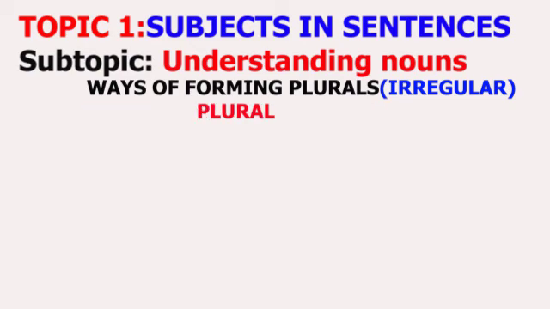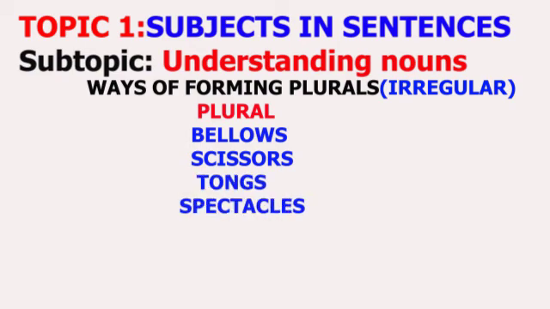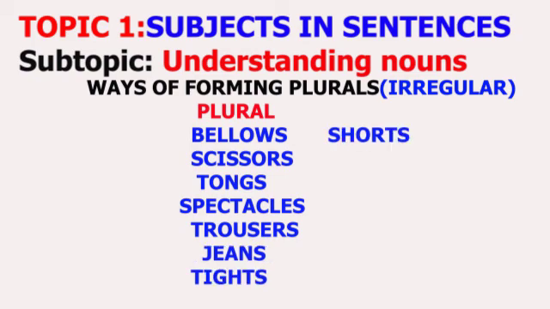Also, we have a few nouns that are referred to only in plural form. They are not found in singular form, okay. This includes bellows, for example, or scissors, or tongs, or spectacles, okay, and some few words of clothes like trousers, or jeans, or tights, or the word shorts, or pajamas, okay. These are not found in the singular form. Their morphological form is only found in a plural form. So we don't have a singular form of trousers. We do not say trouser as a singular form, but we say it in a plural form, because they are only found in a plural form.